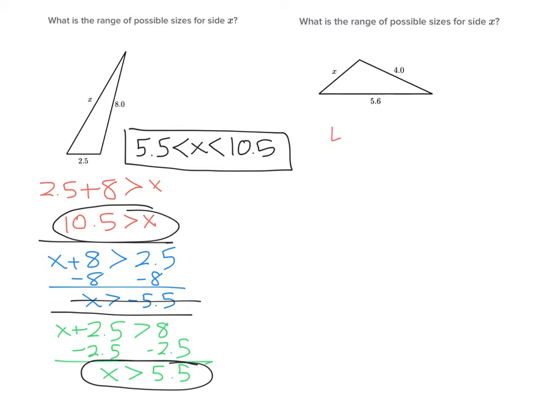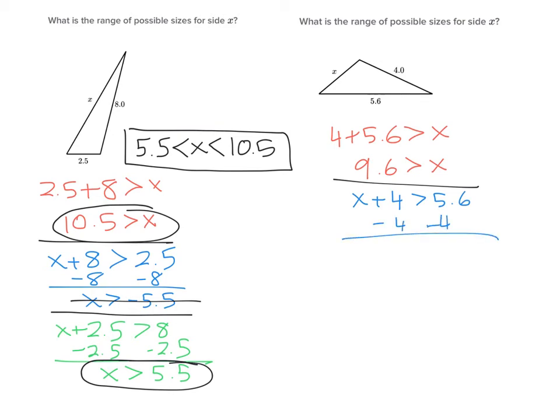I know that 4.0 plus 5.6 is greater than x, so that's 9.6 is greater than x. Then I also know that x plus 4 is greater than 5.6. Here I have to solve, I can subtract 4 on both sides. That gives me x is greater than 1.6. So that's another clue.